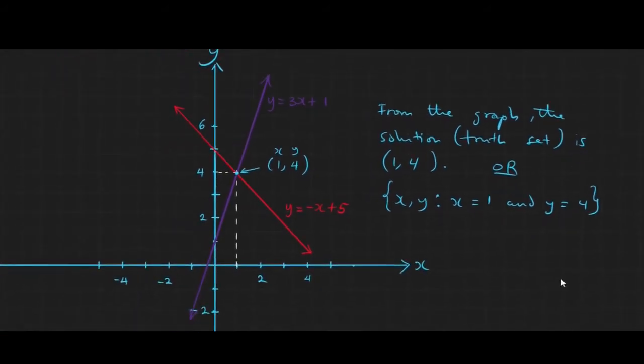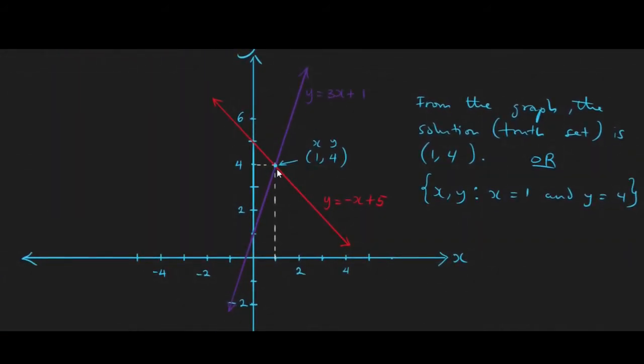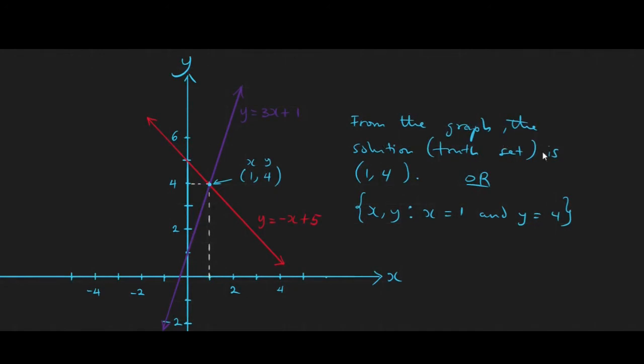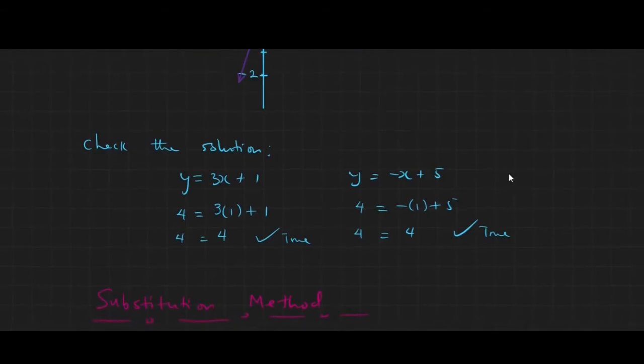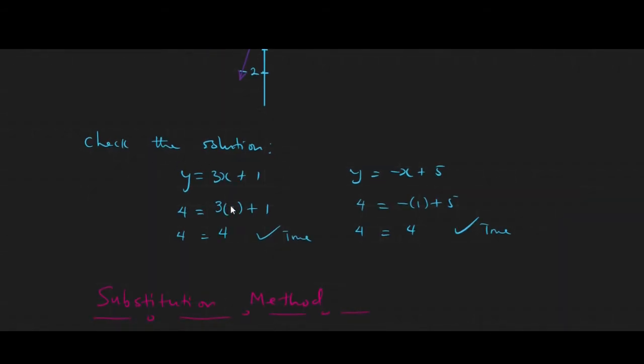When we do so, we realize that the two lines will intersect at the point (1, 4), as shown in the diagram. Therefore, the solution or truth set is (1, 4). In other words, we can use this notation inside the braces, (x, y), such that x is equal to 1 and y is equal to 4. We can always check our solution by substituting the solution set into both equations. When we do so, we see that both produce 4 is equal to 4. That makes the equations true.